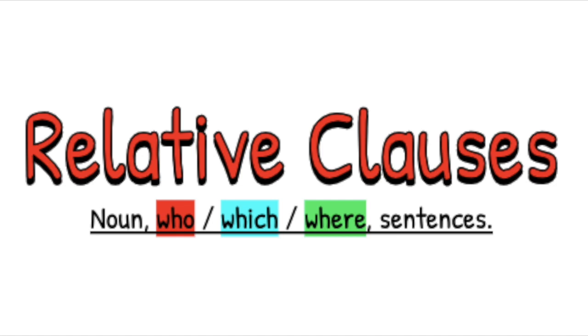Today, we are going to look at relative clauses. These could be at the end of a sentence. However, today we're going to look at them within the middle of a main clause. An easy example of how to write a relative clause is to do a noun, who, which, where sentence.